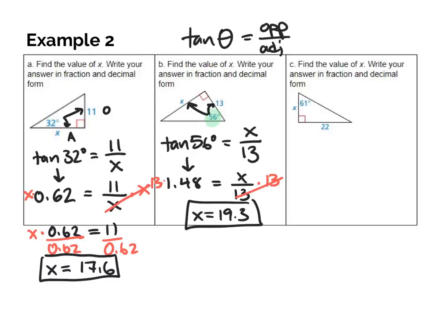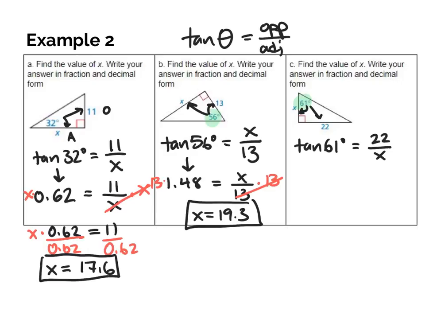All right, last example here. We're going to, again, try to find x. We're going to relate that to the angle given, which is 61. So tangent is going to relate the opposite side, which is 22, to the adjacent side, which is x. So I would have the tangent of my angle, 61 degrees, equals the opposite, 22, over x.